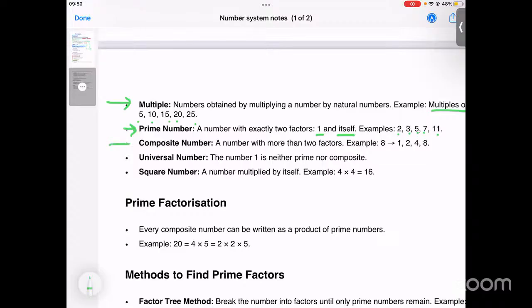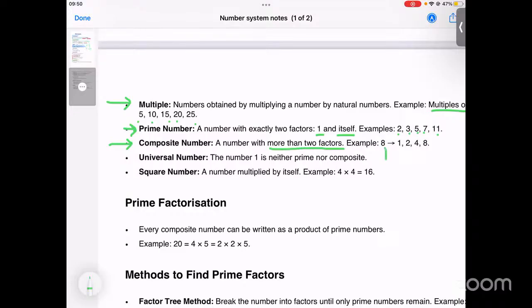Let's see, now we talk about a composite number. What is a composite number? A composite number is a number with more than 2 factors. Very much important, that part. That is a composite number.